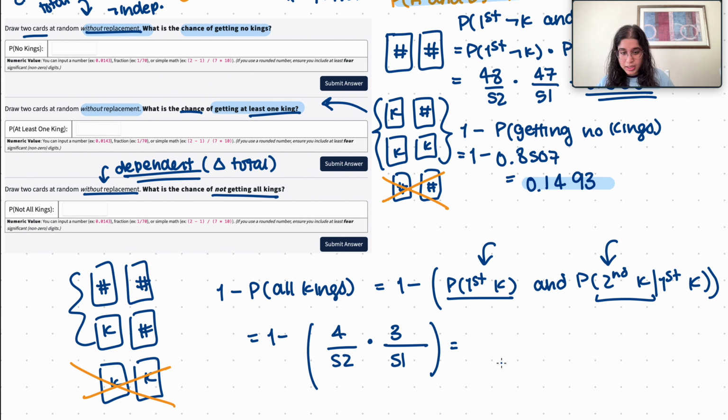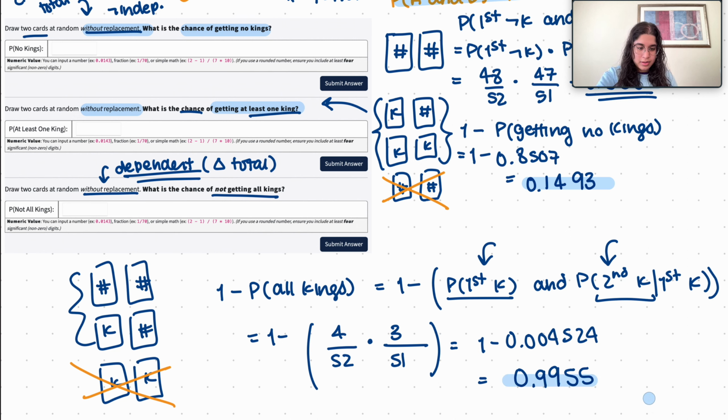And that is 1 minus 0.004524, which is the same thing as 0.9955. And that is the probability of not getting all kings. And when you think about it, this probability seems reasonable, right? Because if I select 2 cards in a deck, there's 4 kings. The probability of both cards being kings is very low. So the chance of not getting all kings should be very high.